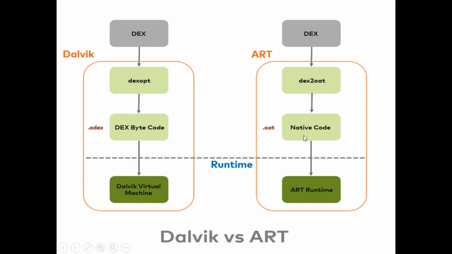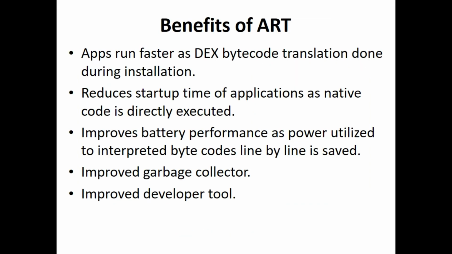So OAT is native code that is pre-compiled ahead of time. Before using, the code is already compiled in a native form. Native form means the basic machine code of that particular mobile. So this is the environment of the runtime, ART. Benefit of ART: apps run faster as DEX bytecode translation is done during installation.